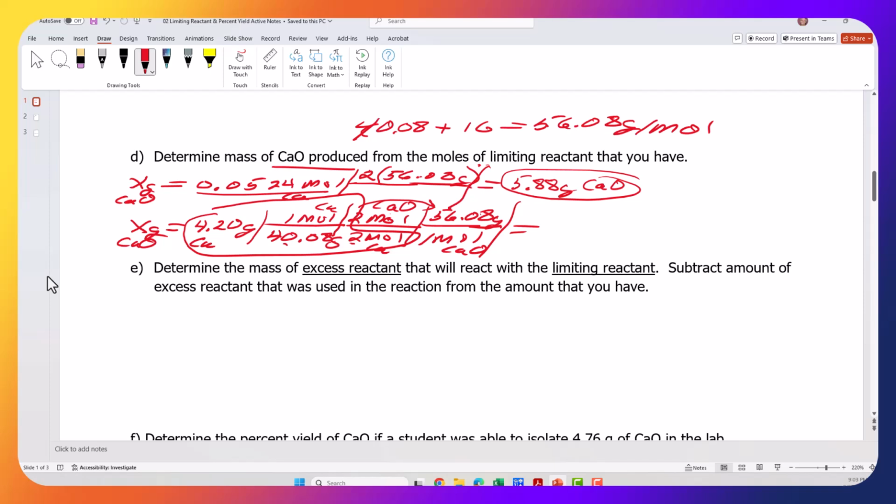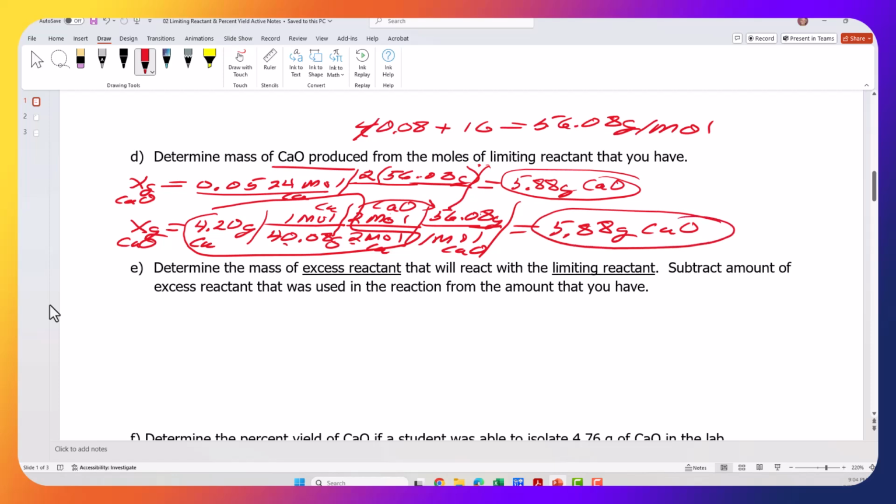So if I do this again, we've got 4.20 divided by 40.08 times 2 divided by 2 times 56.08, and that gives me exactly the same answer, which is 5.88 grams of calcium oxide.